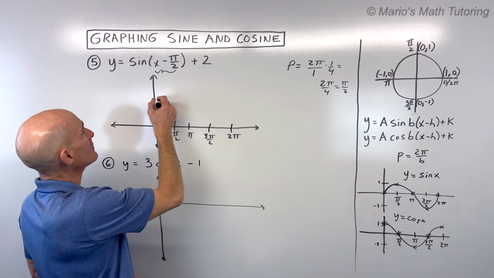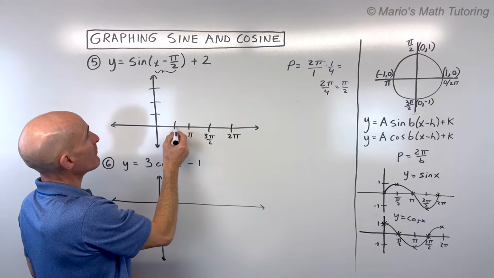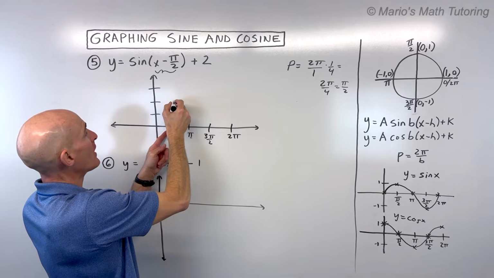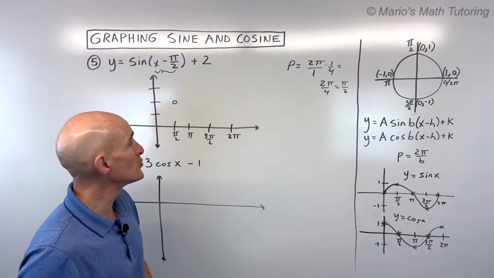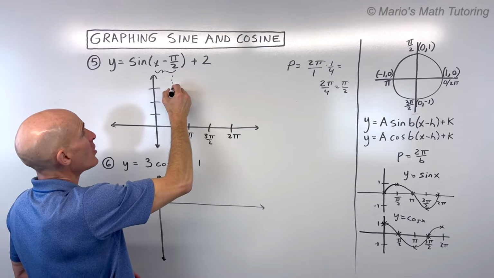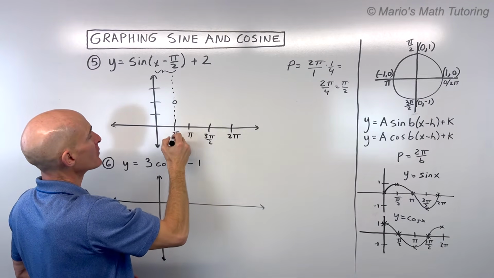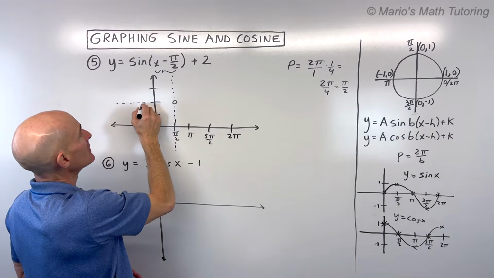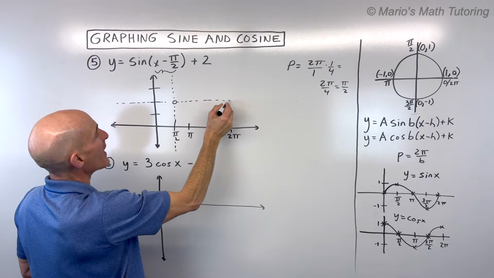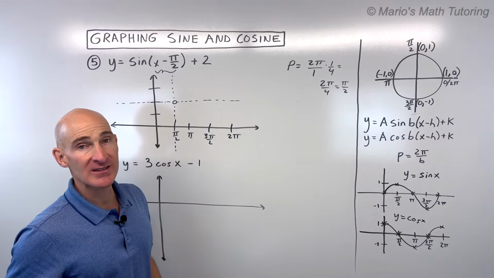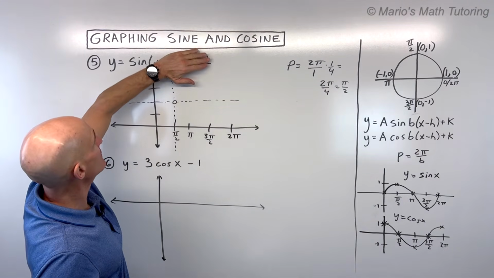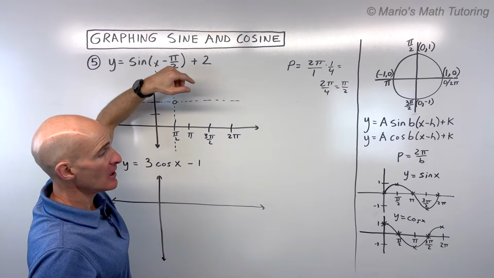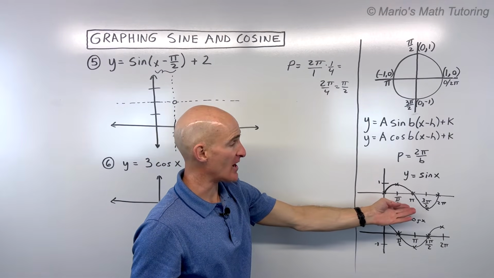So what I'm going to do is go right pi over 2 and up 2, and I'm going to put a little open circle there. I'm going to think of this as my new origin or my new starting point. Sometimes I also like to draw a very light line or a dotted line and think of this as my new x-axis and my new y-axis, okay? And so I'm going to be graphing right from here, just sine of x, which we're already familiar with, we've memorized, right?